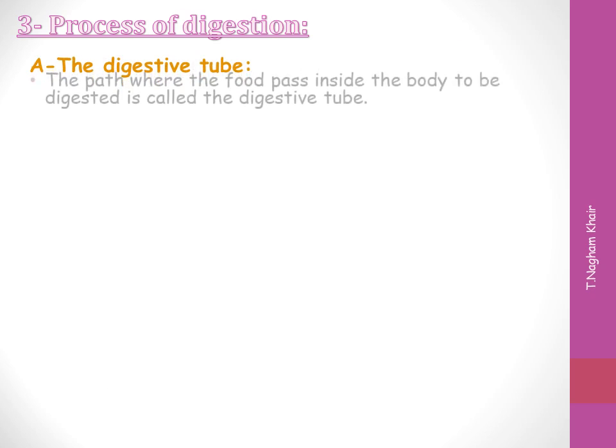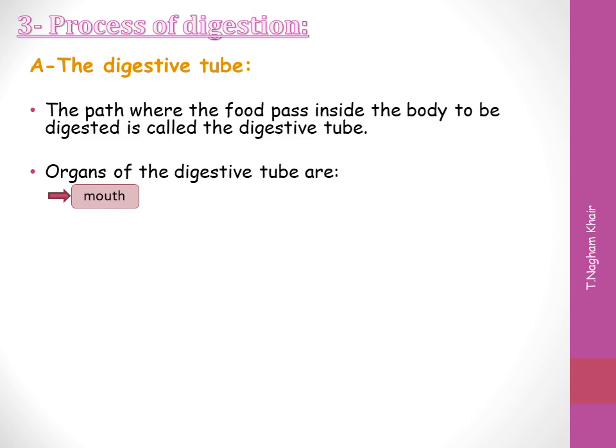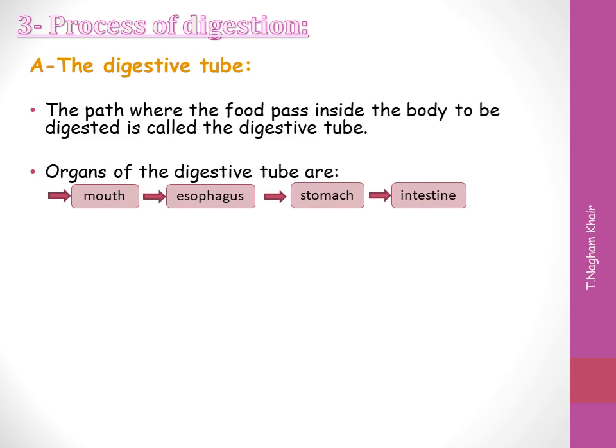Process of digestion. First, we have to explore the digestive tube. It is the path where the food passes inside the body to be digested. Organs of the digestive tube are mouth, esophagus, stomach, intestine, which is of two parts, small intestine and large intestine, and finally the anus.